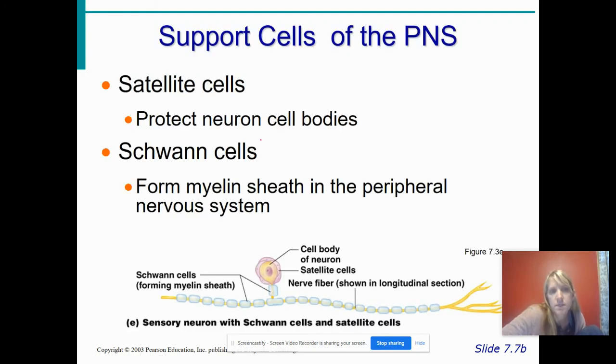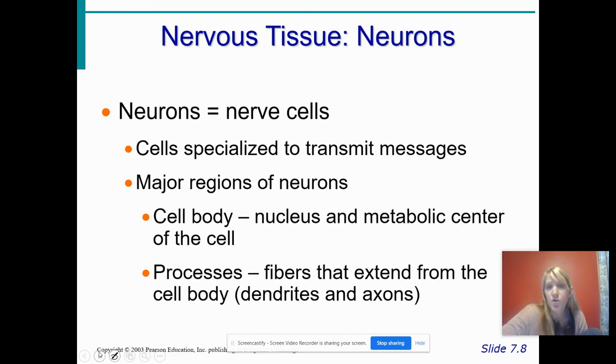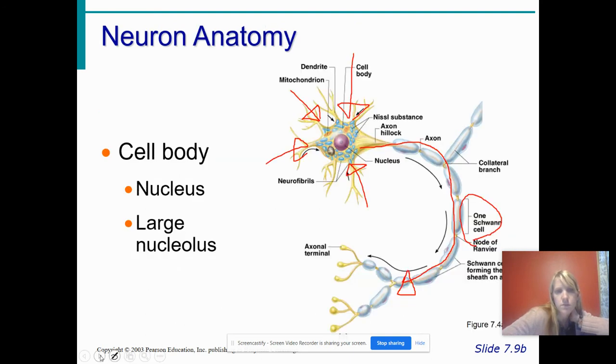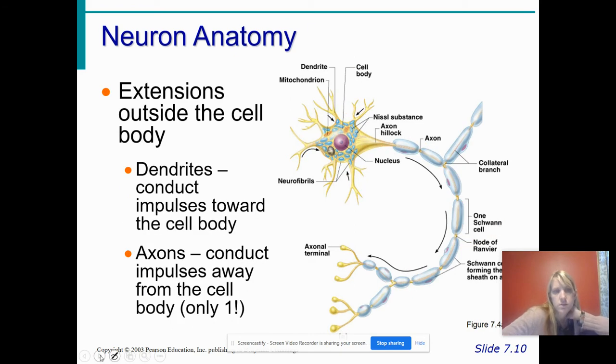All right, so the Schwann cells form the myelin sheath. It's the protection. A neuron is a nerve cell. They're used to transmit messages, and like I said, the cell body encloses the nucleus, and then the processes are the fibers that extend. The dendrites go toward the cell body, the axon goes away from it. All right, so we already talked about that.